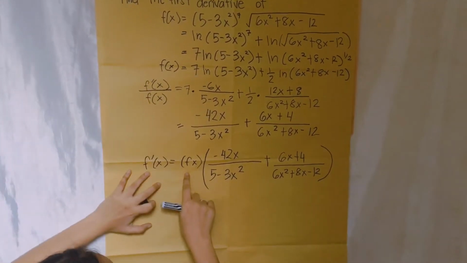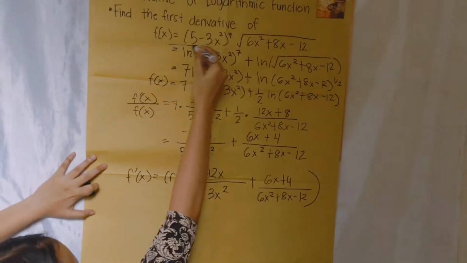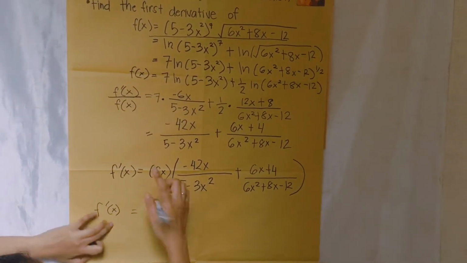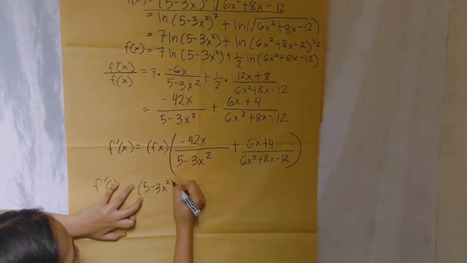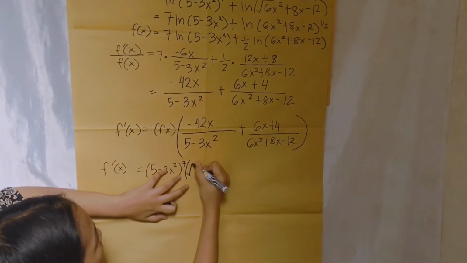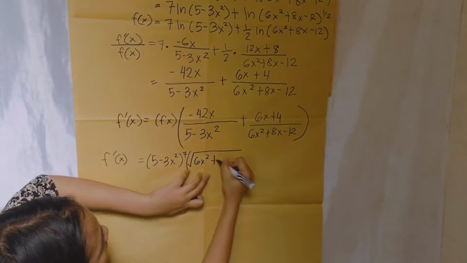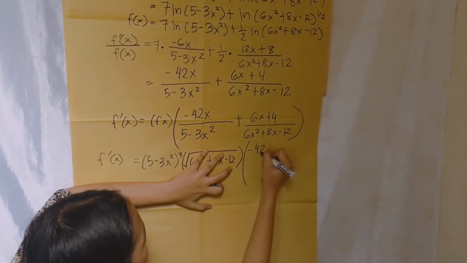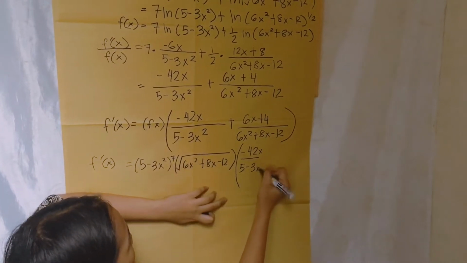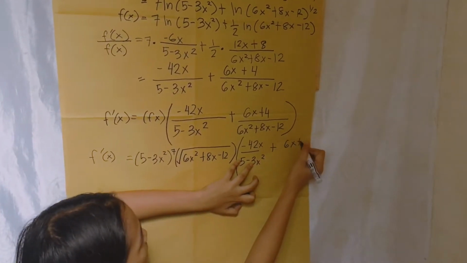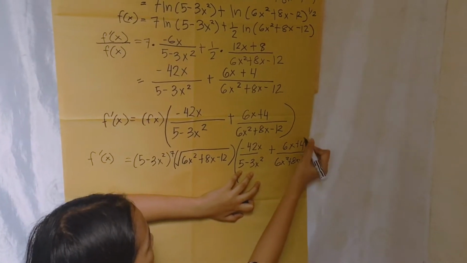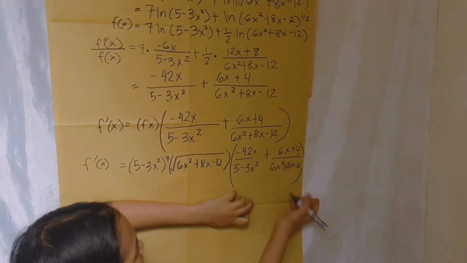So what is the value of our f of x? It's here. Our f of x is 5 minus 3x squared raised to the power of 7, times 6x squared plus 8x minus 12. And our derivative is negative 42x over 5 minus 3x squared, plus 6x plus 4 over 6x squared plus 8x minus 12. And that is our final answer.